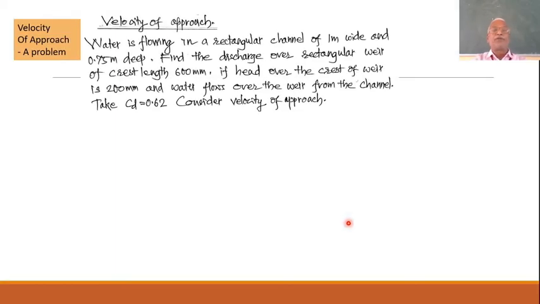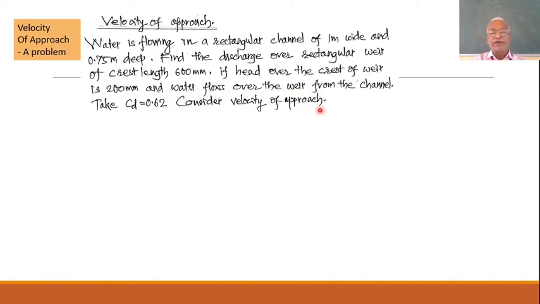Okay, here there is a numerical problem. Water is flowing in a rectangular channel of 1 meter wide and 0.75 meter deep. Right, the channel has got 1 meter width and 0.75 meter depth. Find the discharge over a rectangular weir of crest length 600 mm, if head over the crest of the weir is 200 mm and water flows over the weir from the channel. Take CD equal to 0.62. Consider velocity of approach. This is what is different, right?